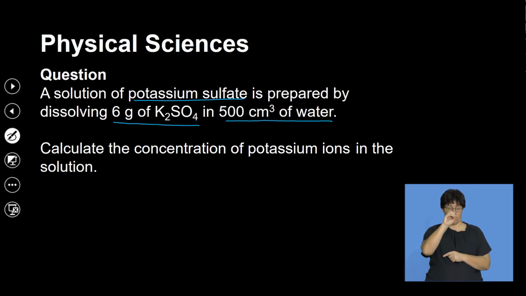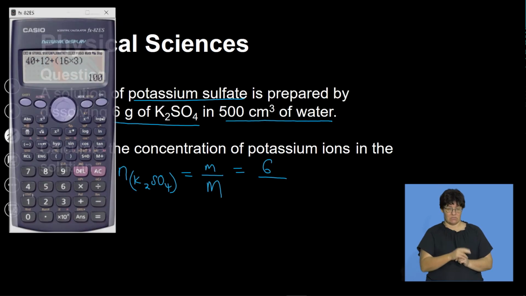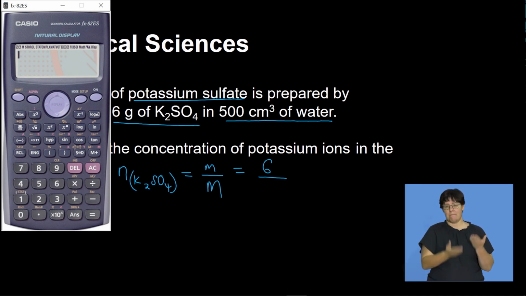As far as the concentration in 6 grams, we would ask ourselves, how many moles of potassium sulfate are present? So the moles of potassium sulfate, K2SO4, present is mass over the molar mass. Now, the mass of this sample is 6 grams, divided by the molar mass. So if we go to our periodic table, for potassium sulfate, we know that potassium has a mass of 39 grams per mole.